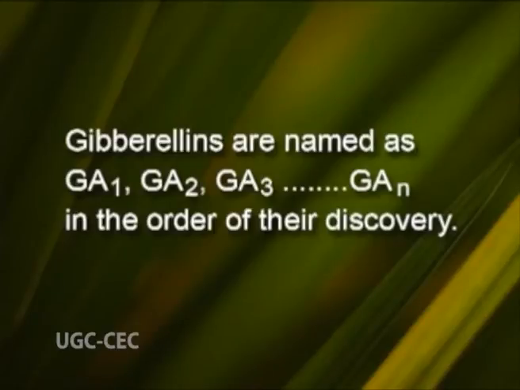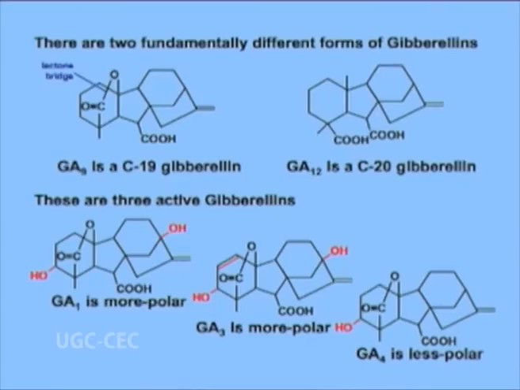The gibberellins are named as GA1, GA2, GA3 and so on in the order of their discovery. Gibberellic acid or GA3 is the most widespread and active gibberellin and was also the first to be structurally characterized. It is a tetracyclic diterpene acid having 19 carbons.